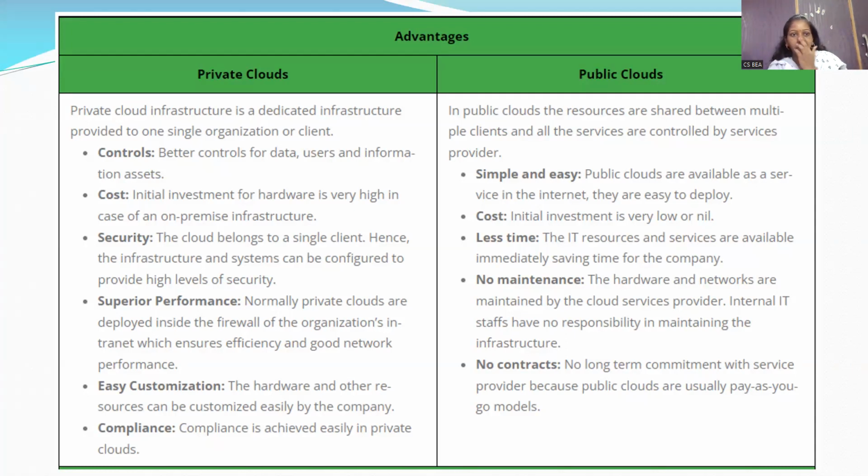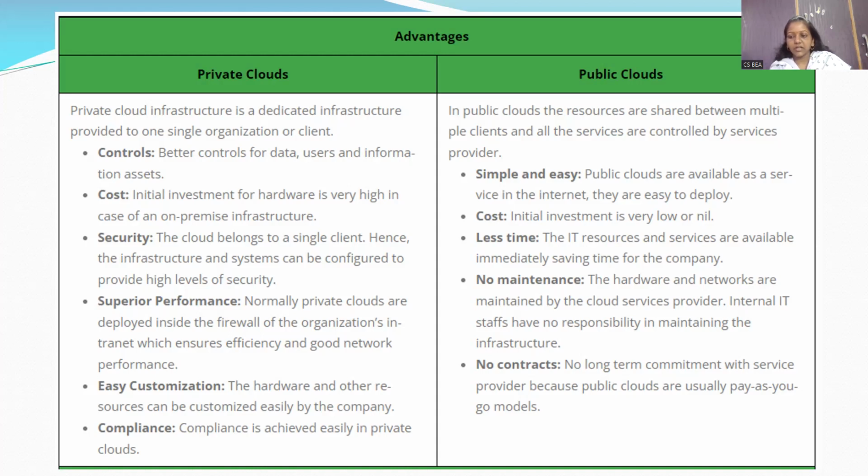Like here, the private cloud infrastructure is a dedicated infrastructure provided to one single organization or client. But in case of a public cloud, the resources are shared between multiple clients and all the services are controlled by the service provider here. Then the controls: in case of a private cloud, better control for data, users and information assets is there.